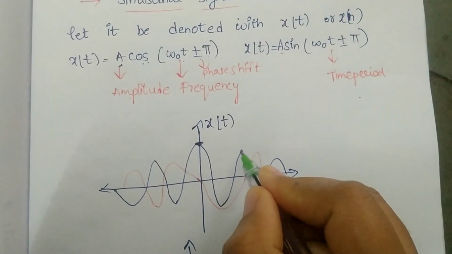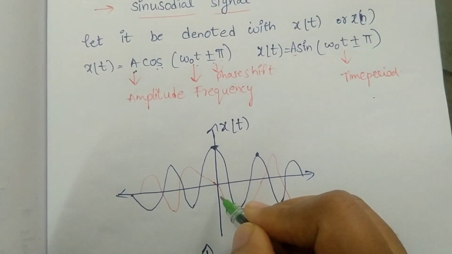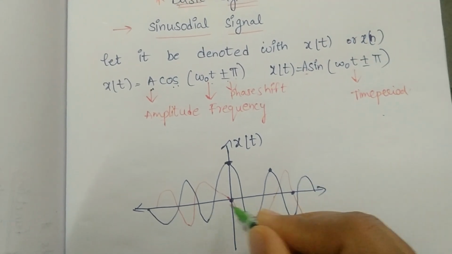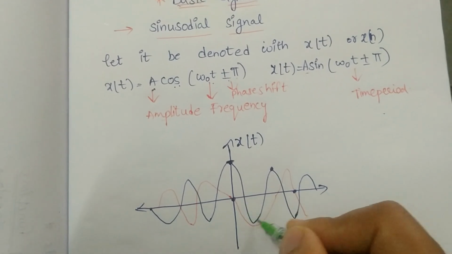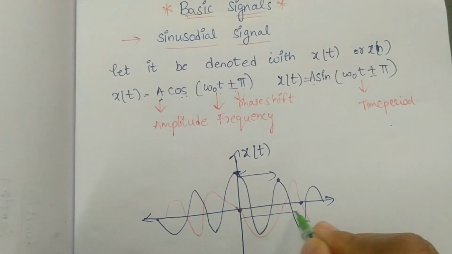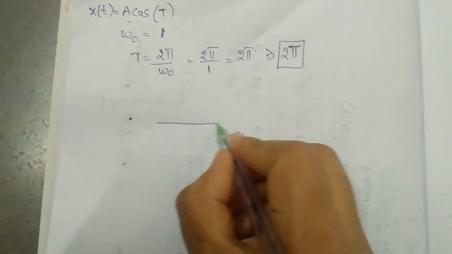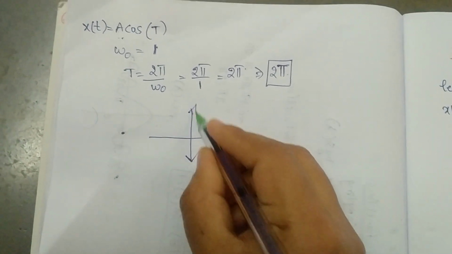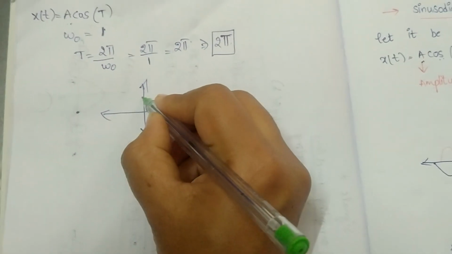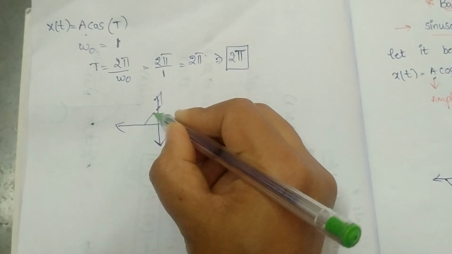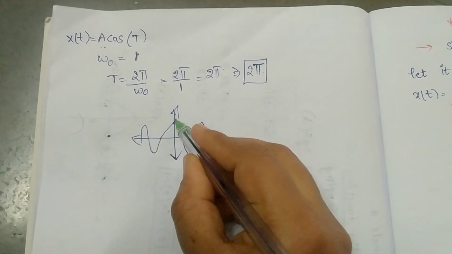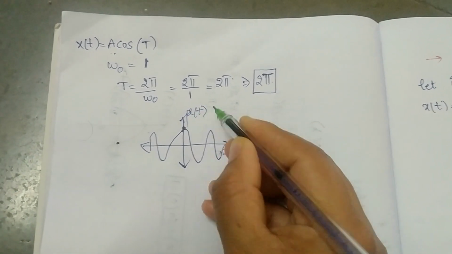From peak to peak we can take it, or one complete cycle. One complete cycle is one upper signal and one lower signal, or one positive side and one negative side. This is the time period we can take, or this also. So here we are drawing a graph for A cos t. The cos will start from its maximum, and then this is the sinusoidal signal.